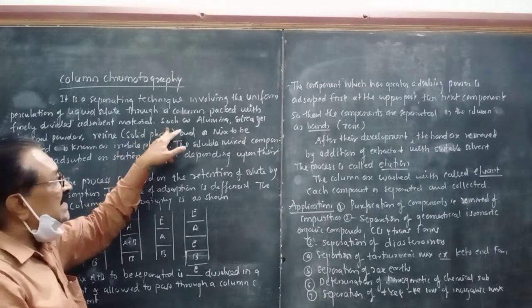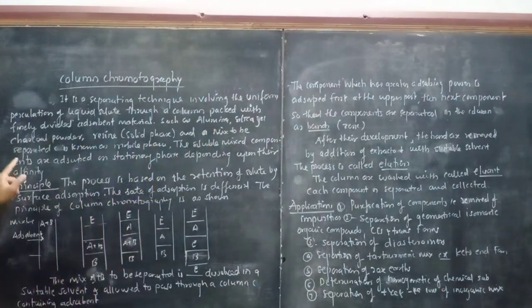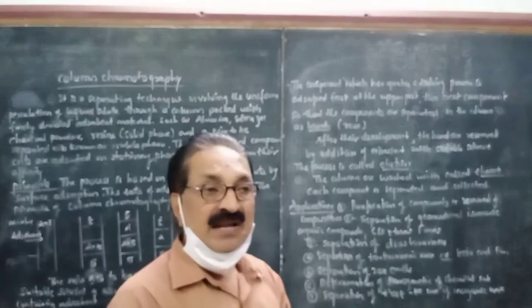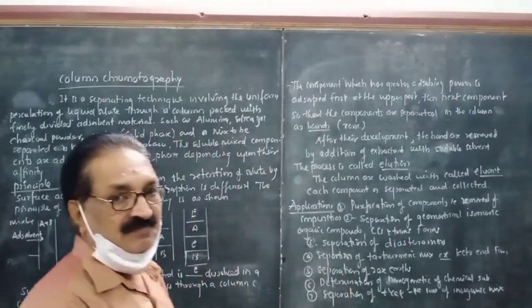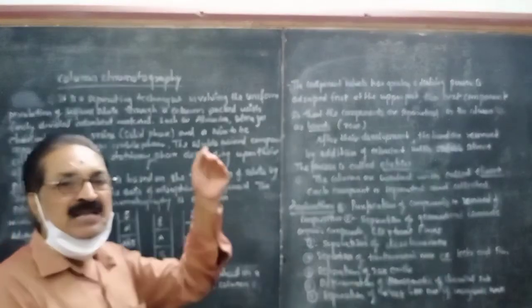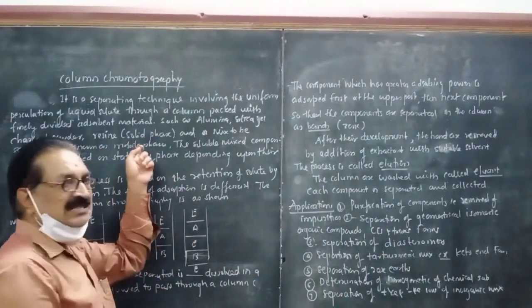The stationary phase may be alumina, silica gel, charcoal powder, or any type of resin taken in a solid phase, and that is called the stationary phase. Now the mixture to be separated is dissolved in a suitable solvent, and that solvent is added to the column containing the stationary phase.